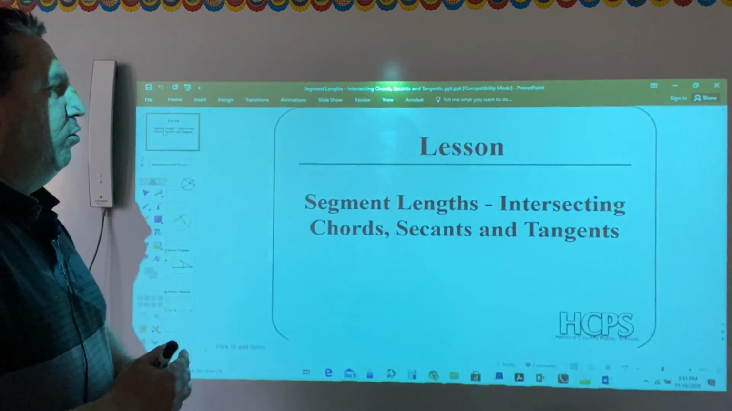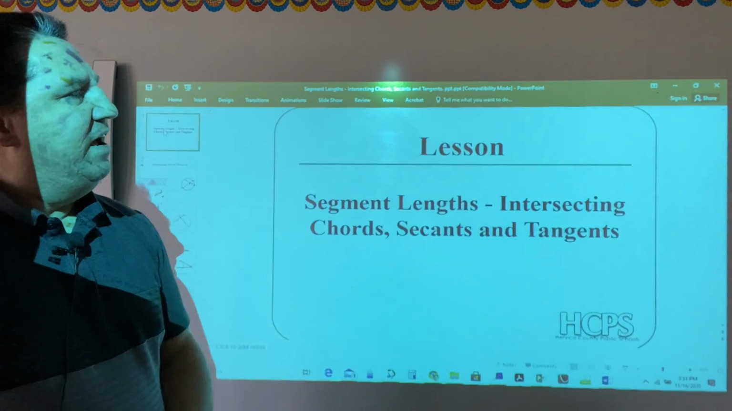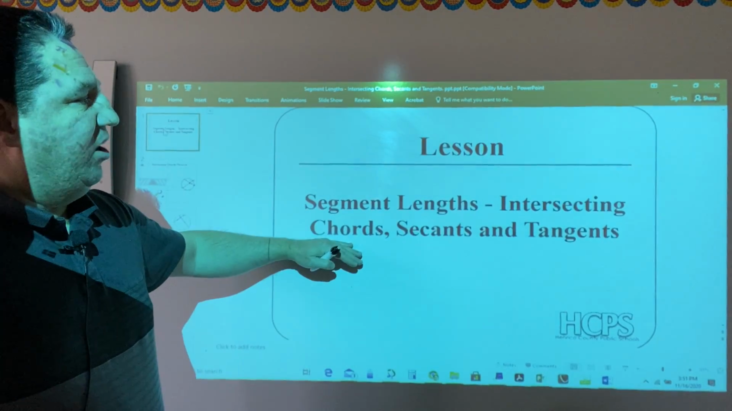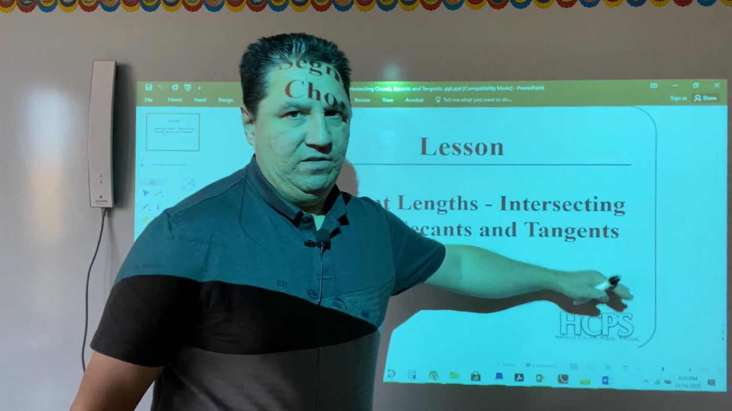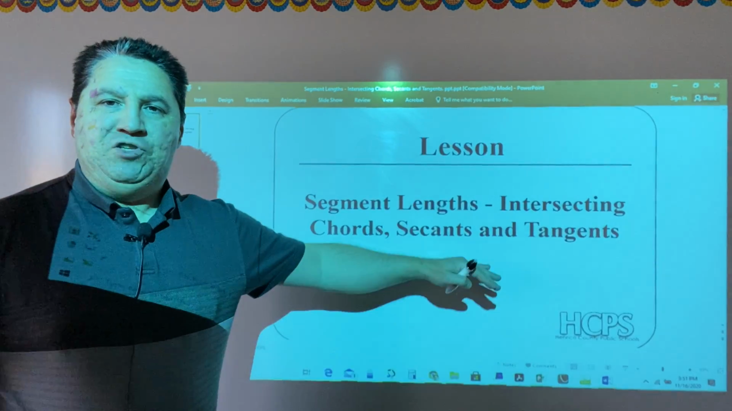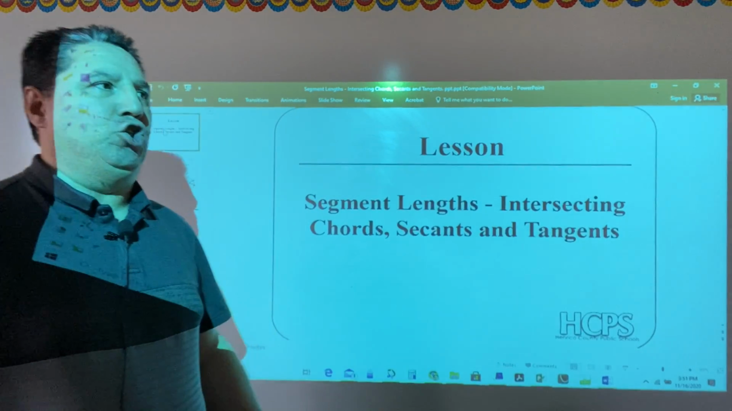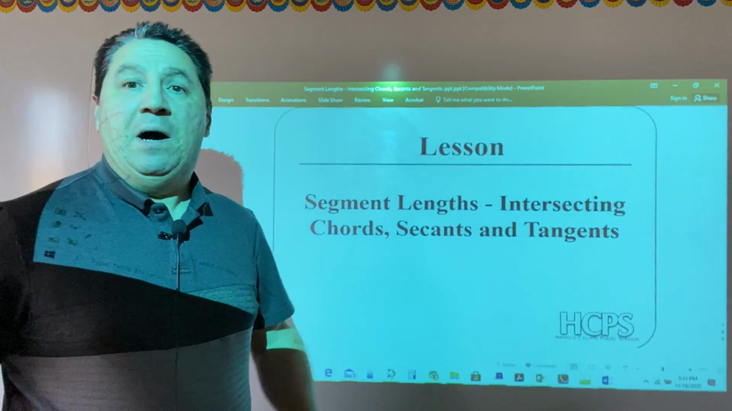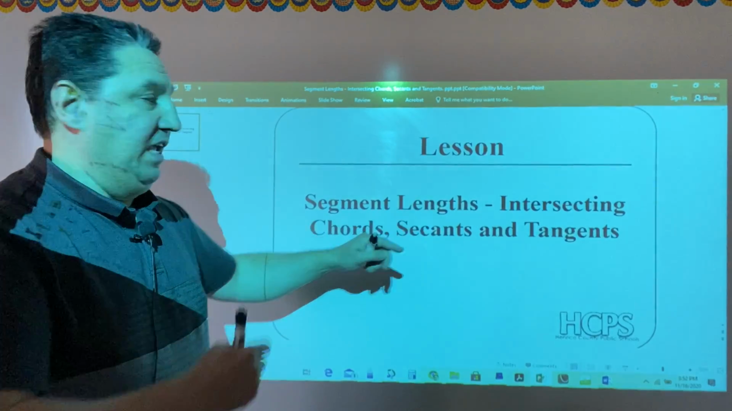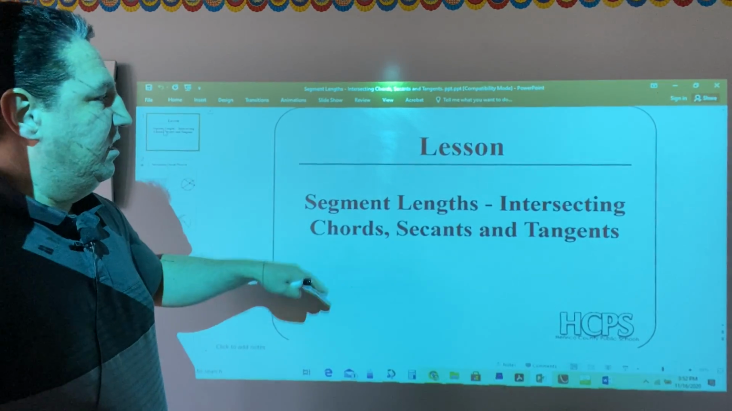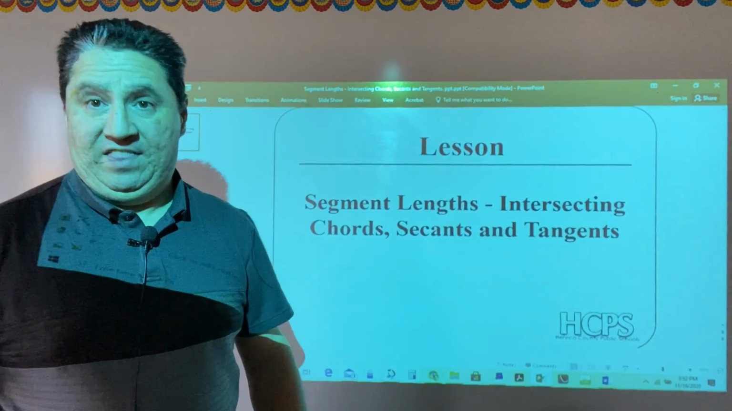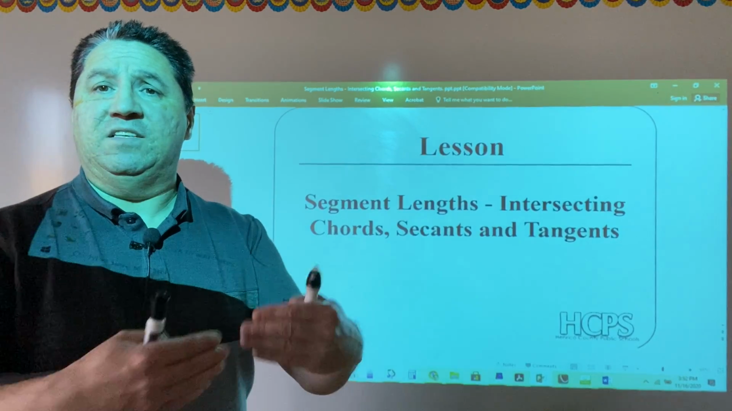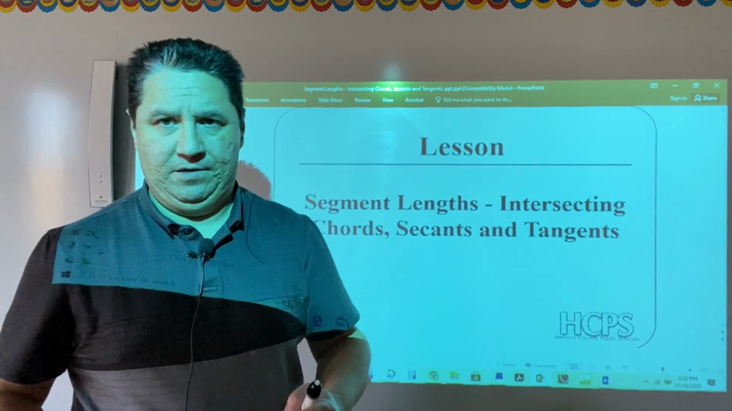Today we'll talk about segment lengths in a circle, intersecting chords, secants, and tangents. Our objective for this lesson is to apply the theorem related to intersecting chord, secant, and tangent to find the missing segment in a circle.